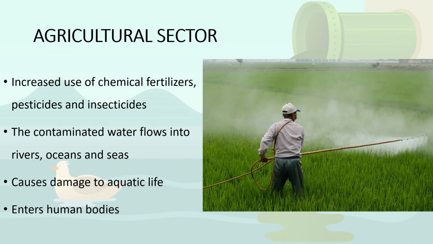This Green Revolution in India witnessed the increasing use of chemical fertilizers, pesticides and insecticides in agriculture. The water from the agricultural fields finds its way into rivers and causes damage to aquatic life, and eventually this also enters the human body through the food chain.